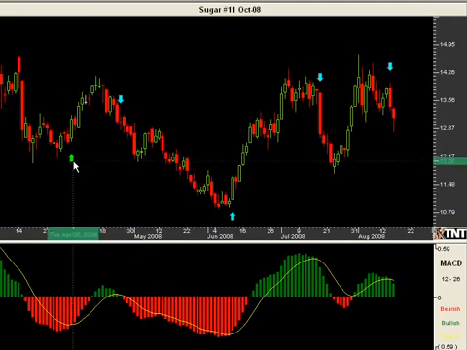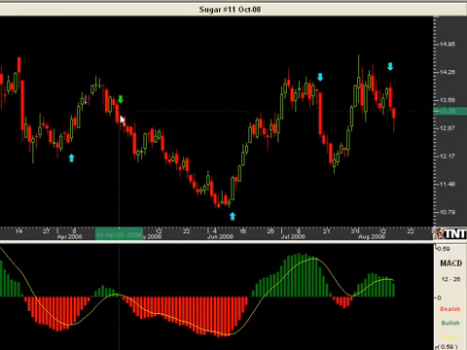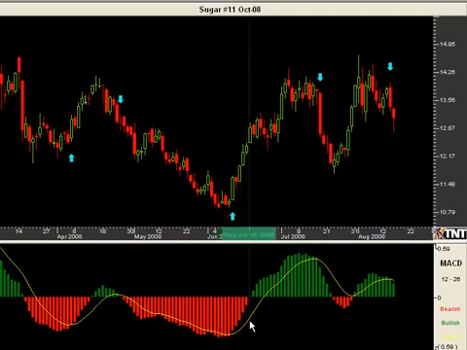You can see we got a buy signal here when the histogram crossed over the trigger line. We got a sell signal here when it came back under the trigger line, another buy signal here, another sell signal here, there should have been a buy signal there, but it didn't come up, and another sell signal here.